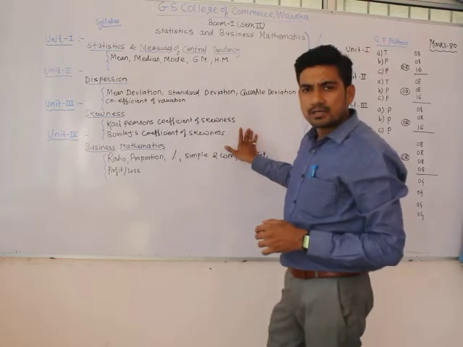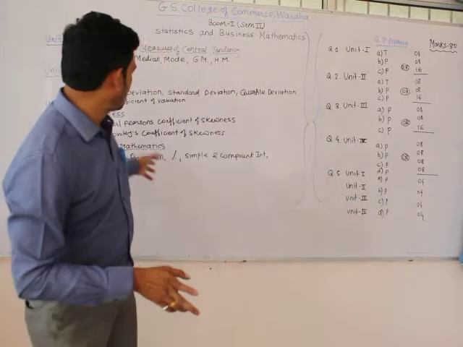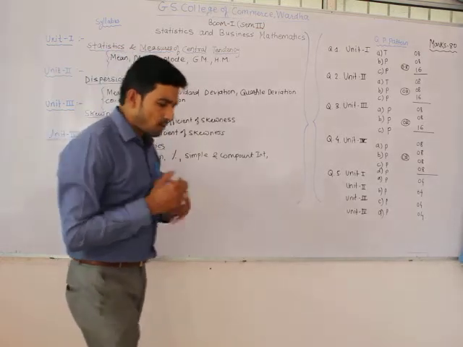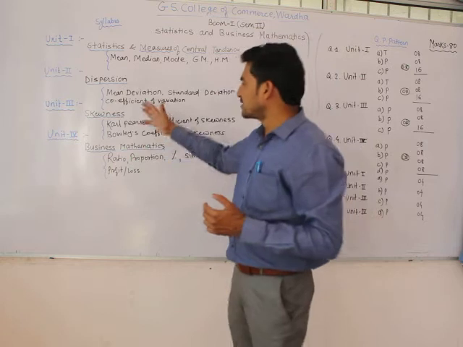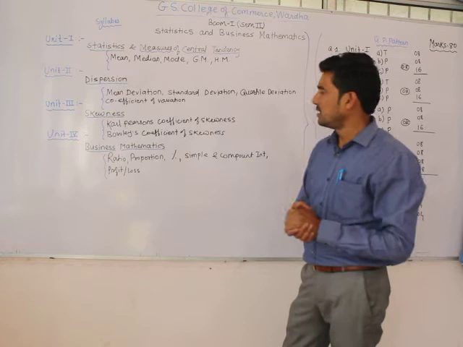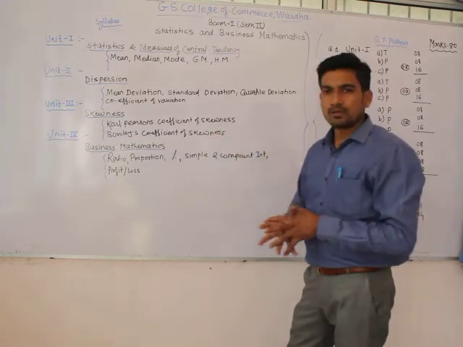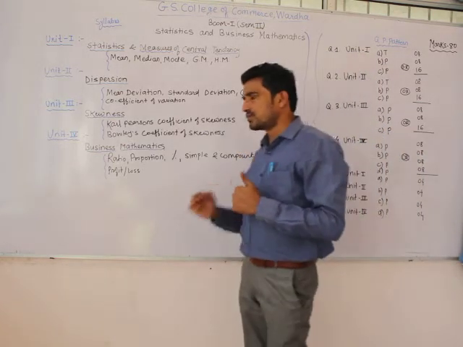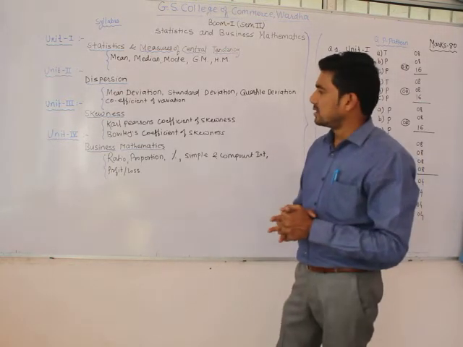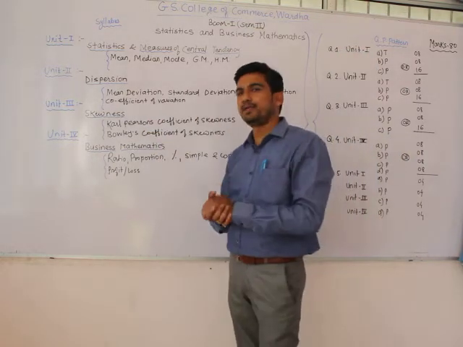The third syllabus unit is skewness, in which we have to study Karl Pearson's coefficient of skewness and Bowley's coefficient of skewness. These two types of skewness problems we have to see. These are the names of the persons who found out this methodology to calculate the coefficient of skewness. We have to find out skewness with the help of the formulas and methodologies of these people. That we have to see in unit number 3.